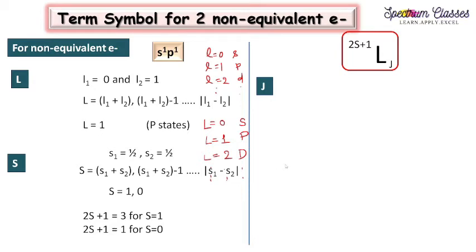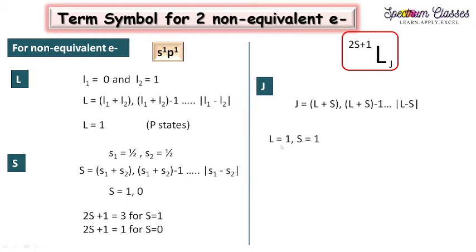Right. Now coming to the J value. So J is having values L plus S to L minus S. Here L is 1. S, two sets are there, 1 and 0. So first we are going to take the case L is equal to 1 and S is equal to 1, since S has two values. So first I have taken these two values. Now according to these values, L plus S gives us 2 and L minus S gives us 0.